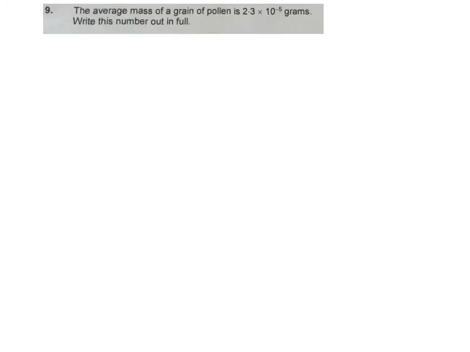So question 9, the average mass of a grain of pollen is 2.3 times 10 to the minus 5 grams. Write this number out in full. Now notice the negative power. This means that we are looking for a small number. It is less than 1.